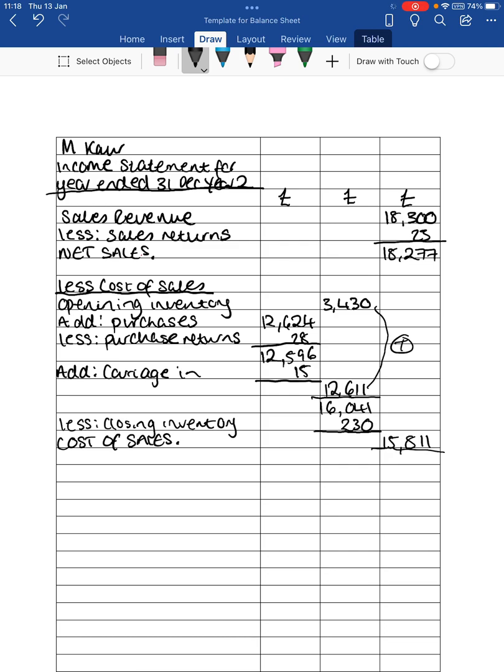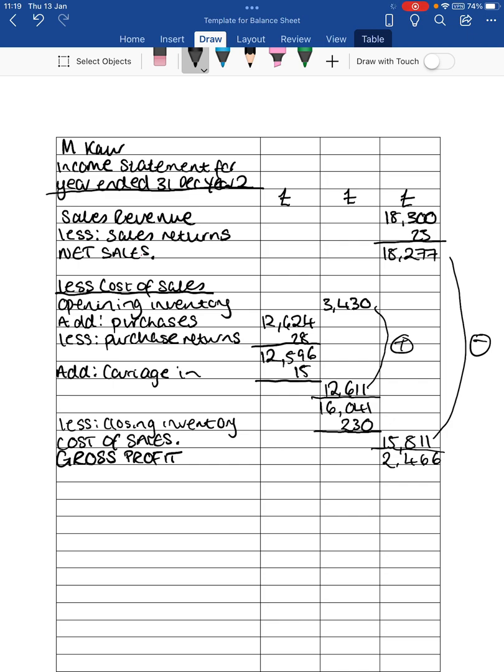Now what we want to work out is our gross profit. To work out our gross profit, we simply take away our cost of sales from our net sales. So 18,277 take away 15,811 will leave us with £2,466. This is our gross profit, so this is the money that we've made from simply trading. But we're not finished there. We've still to take away all of our expenses to find out our official profit for the year.